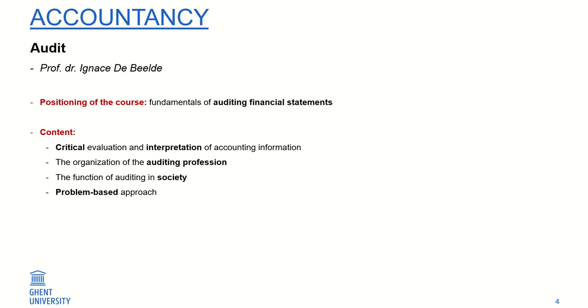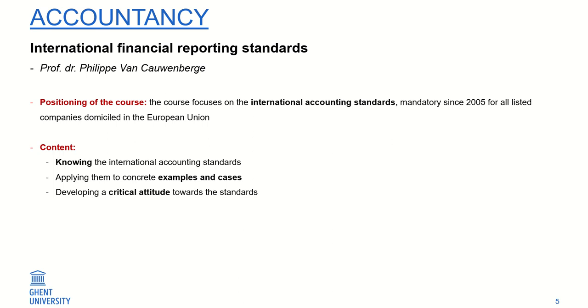In the second block, there's a course on IFRS. IFRS stands for International Financial Reporting Standards. It's taught by Professor Van Kouwenberg, just like the course on research methods. And this course, we have to be honest, it's about the standards. As an accountant or as a specialist in financial reporting, you have to know the standards. So IFRS, those standards are mandatory since 2005 for all companies in the EU. And so in this course, you will learn all about these standards. You will have to know them, but of course you will get a lot of examples and cases.